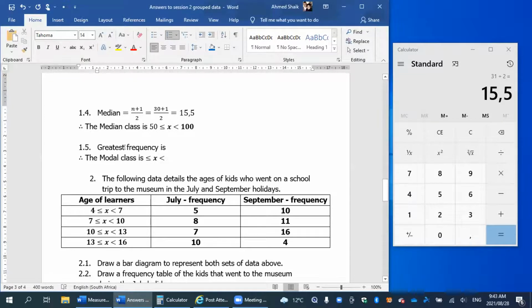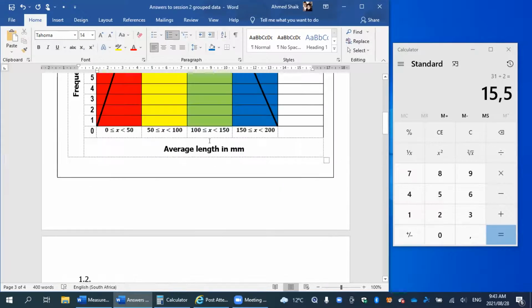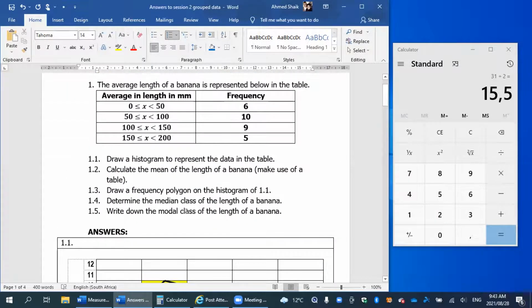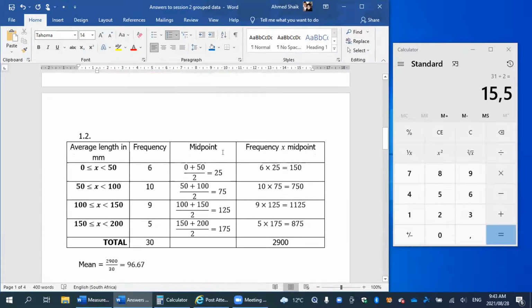Lastly, 1.5 says, write down the modal class of the length of a banana. Looking at the modal class, again, modal class simply means the mode, the highest frequency compared to all the others. And we can see that the second interval has a frequency of 10, which is much greater than the remainder of the values. Therefore, our modal class is also going to be in the interval of 50 less than or equal to x, which is less than 100.